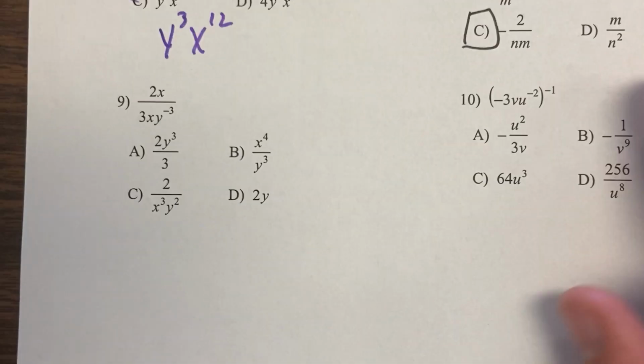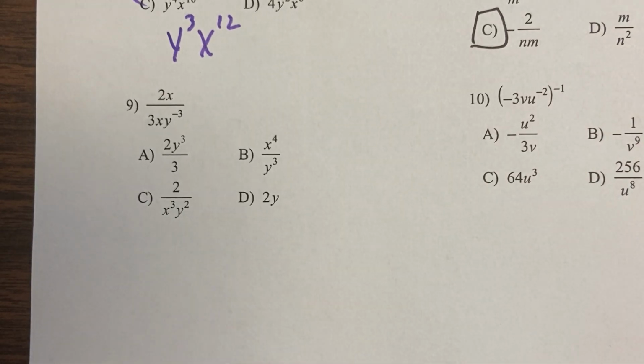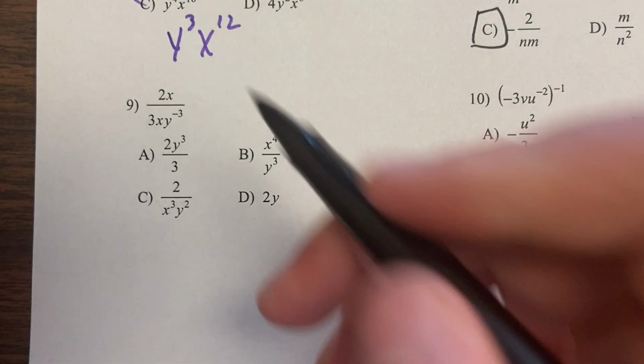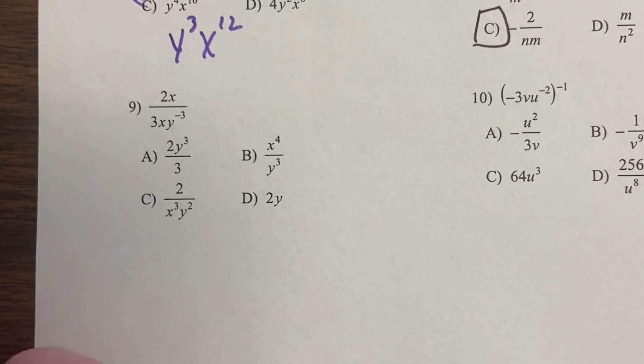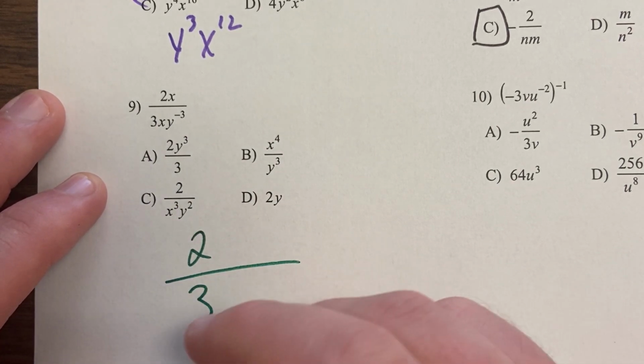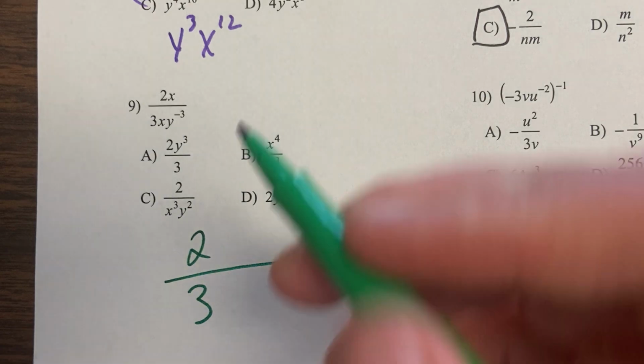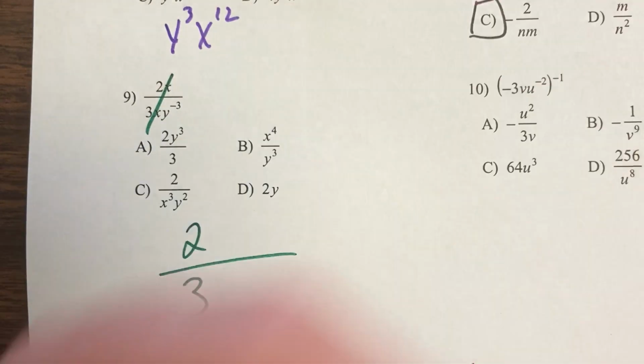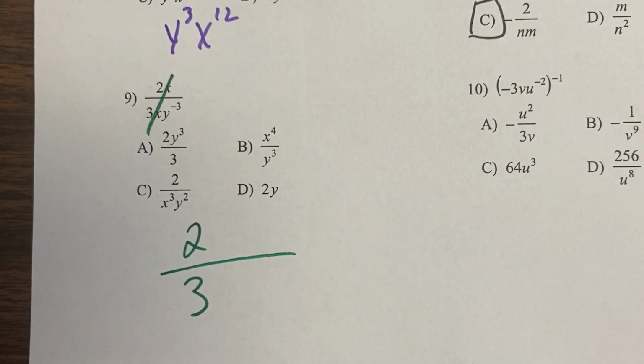Number 9. Same issue going on. Don't get flip happy, there's really nothing much we can do here. 2/3, they're both positive. There's nothing we can flip. 2/3 can't simplify, so we're just going to leave it at 2 over 3. X's, we have x over x. That's going to go away. Nothing we can do about it.